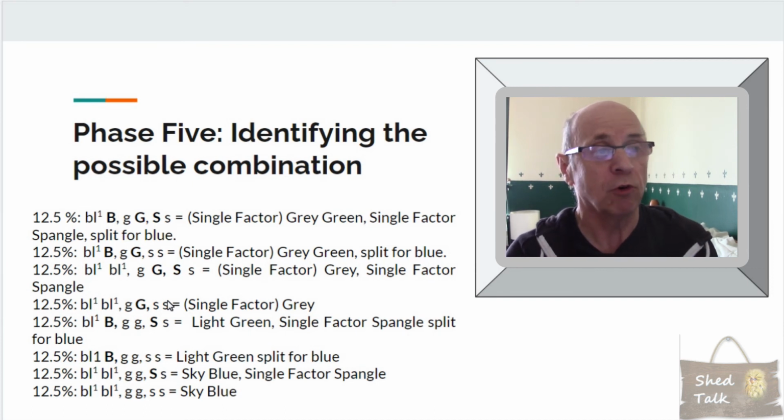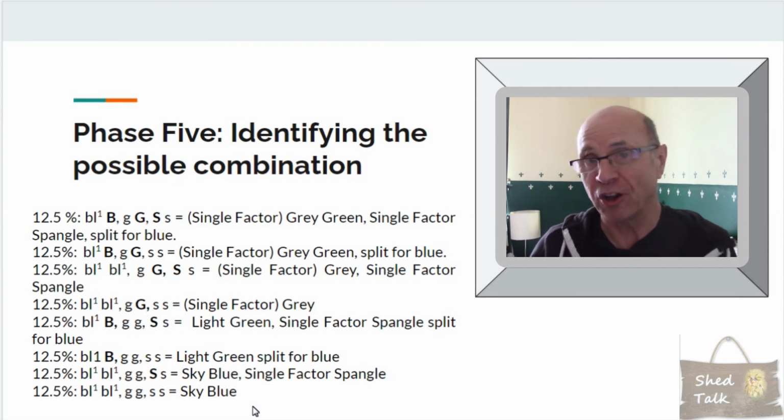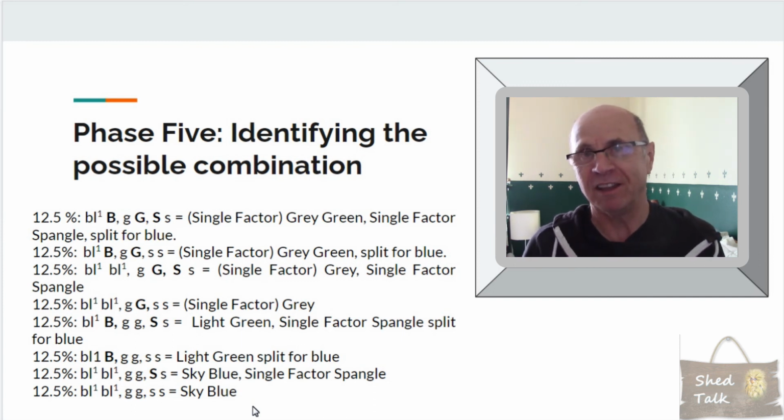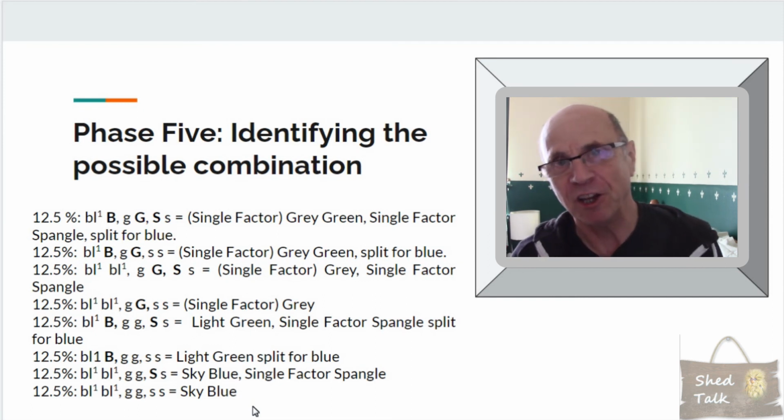And they're all 12.5%, so we've then got just a single factor grey, a light green single factor spangle split for blue, light green split for blue, a sky blue single factor spangle, and a sky blue. So from those 2 birds, 8 possible outcomes we could have, from sky blue through to what looks like a normal light green but is actually light green split for blue, through to grey birds and a mix of spangle and grey greens. So there you go.